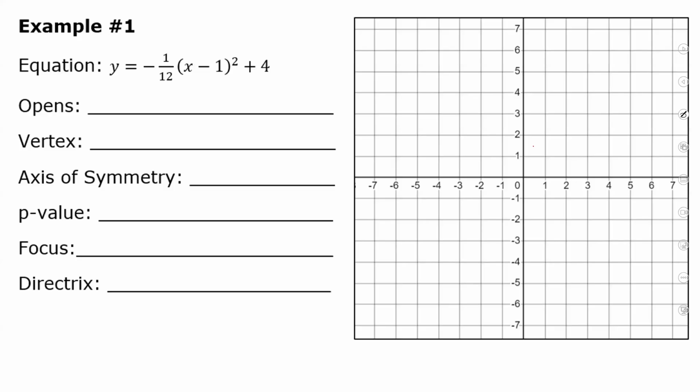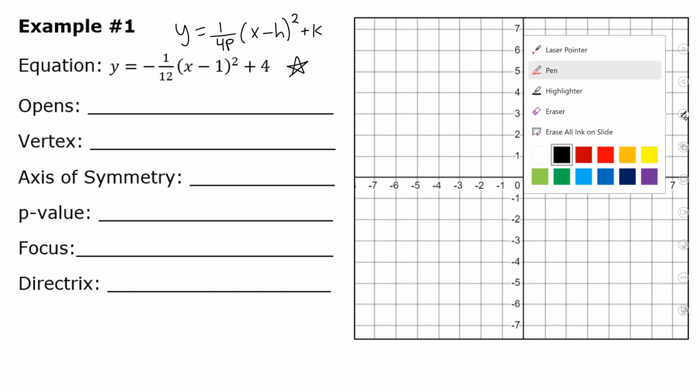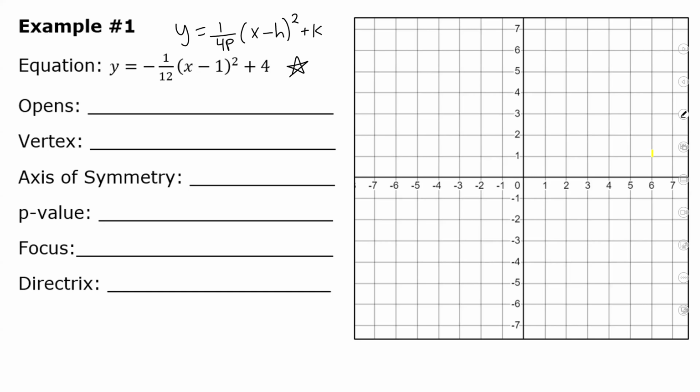All right, so this is example 1. I'm going to write down the equation format again. The equation is y equals 1 over 4p times (x minus h) squared plus k. This is the equation that they gave me, though. So how can I figure out what my vertex is? What is my vertex?